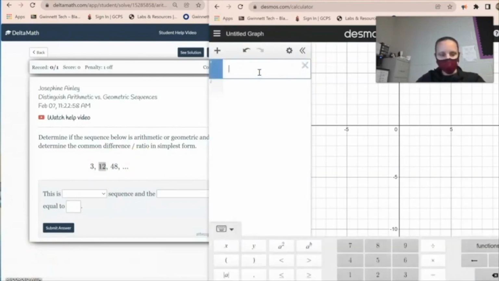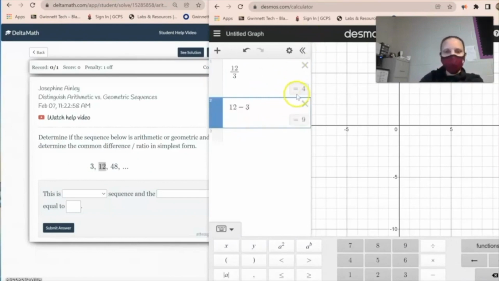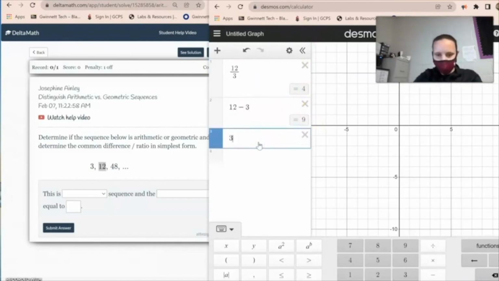All right. So 12 divided by, so second number divided by the first, and then the second number subtract from the first. All right, so it could either be multiplying by 4 or adding 9, one of the two. So let's check. If I do 3 times 4, I get 12. If I do times 4 again, do I get 48?